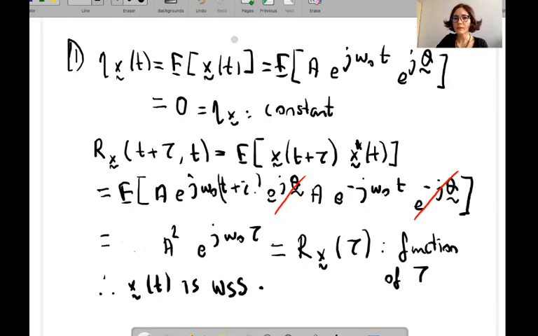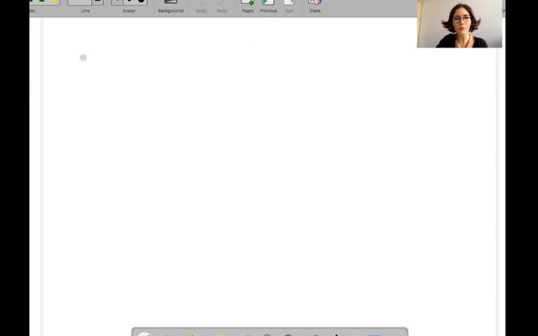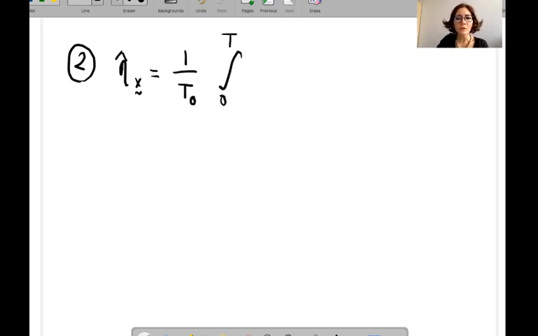So let's also do that. The second part of the question is to see whether it's ergodic. Now, there are two things we should check: ergodicity in the mean and ergodicity in the ACF. To check ergodicity in the mean, we should find the time average estimate of the mean. Remember, it was found by integrating, and since our process is periodic, it's sufficient to integrate over a single period. So we integrate between 0 and T0. Let's write down the expression for our random process, e to the j theta dt.